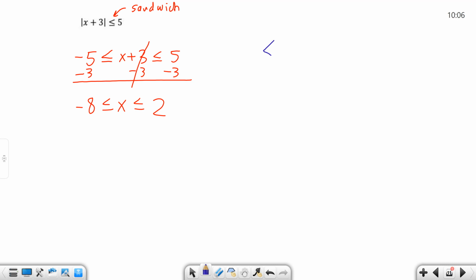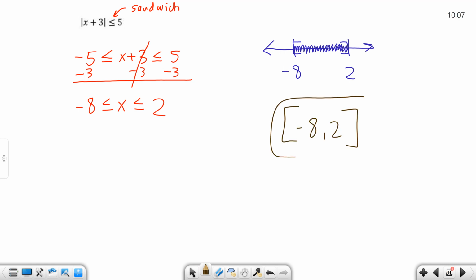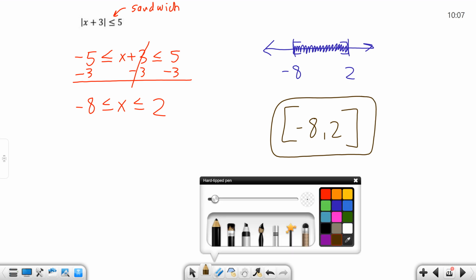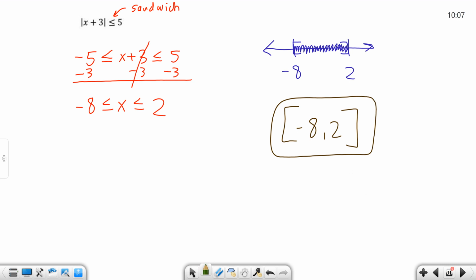So then on my number line, I care about 2 numbers. Which one's smaller? Negative 8. Which one's bigger? 2. Where do I shade? In the middle. And then a bracket and a bracket. And then how do I write my interval notation? I say bracket, negative 8, comma 2, bracket. So I have the inequality in red, the number line in blue, interval notation in brown. Okay?